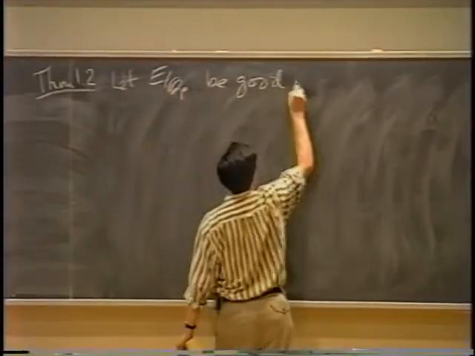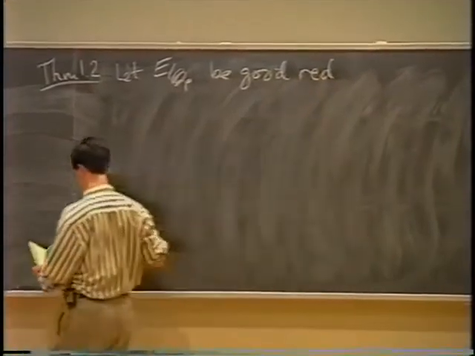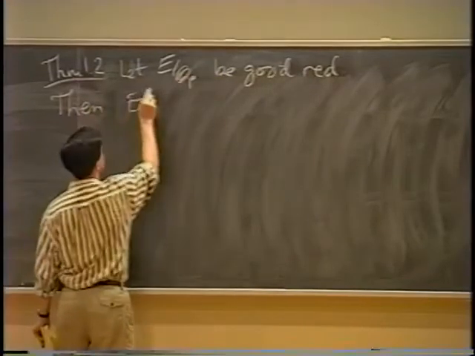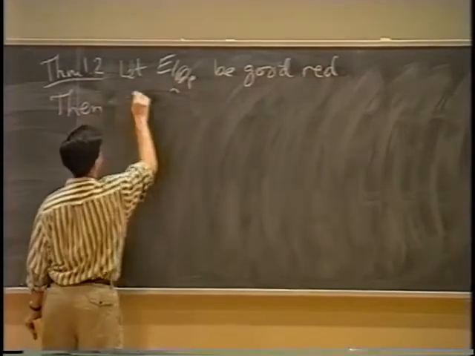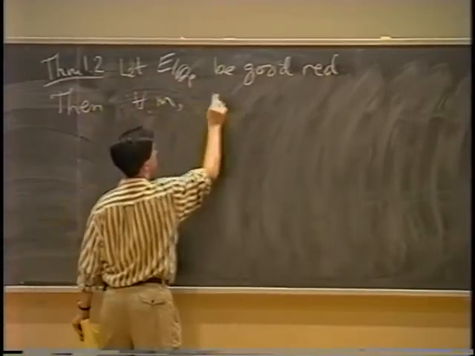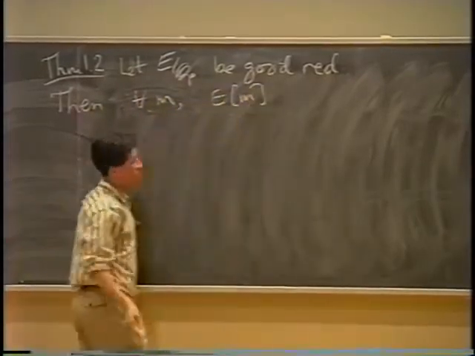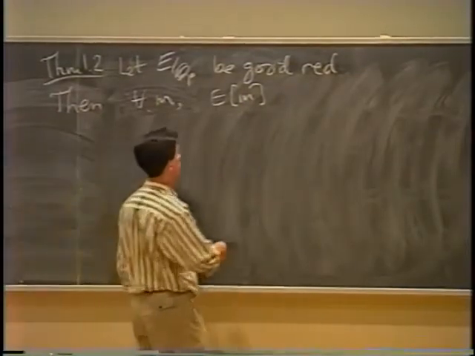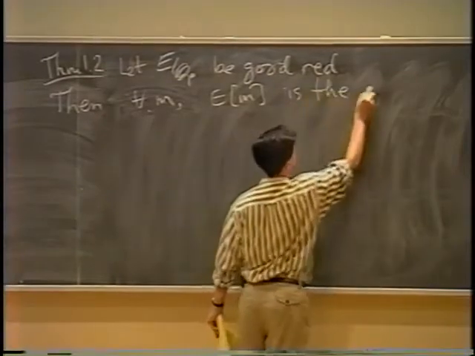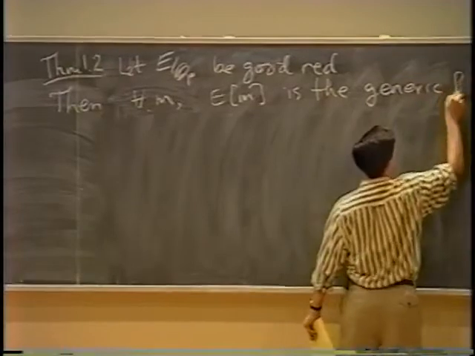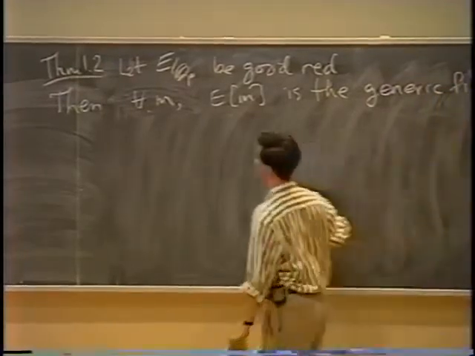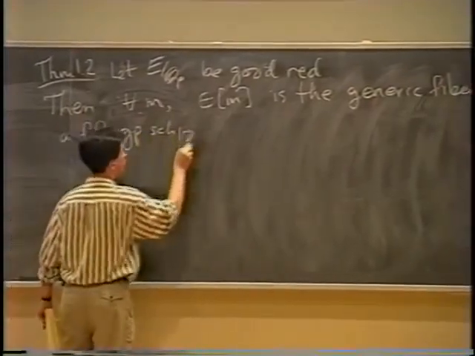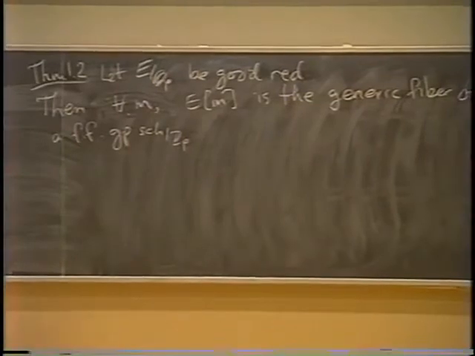So say we have good reduction. Then, and this is the whole reason we care about finite flat group schemes, well, we could say for all m, though only certain m's will actually be interesting, this finite Galois representation, which we can equivalently think of as a certain finite flat group scheme of order m^2, is in fact the generic fiber of a finite flat group scheme over Z_p, necessarily commutative, with order m^2.